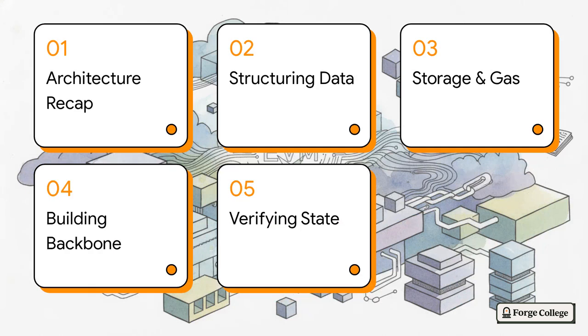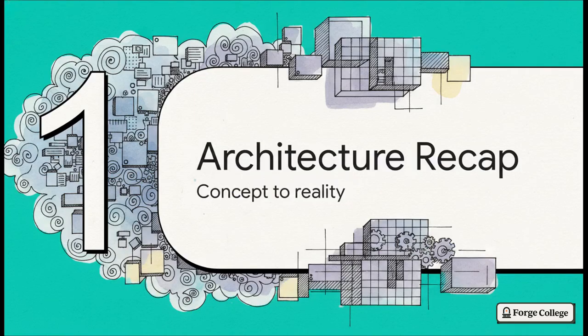So here is the architectural blueprint for today's explainer. We're going to cover the architecture recap, structuring your data, storage, memory, and gas, building the state backbone, and finally verifying your state. All right, Section 1, the architecture recap, taking it from concept to reality.